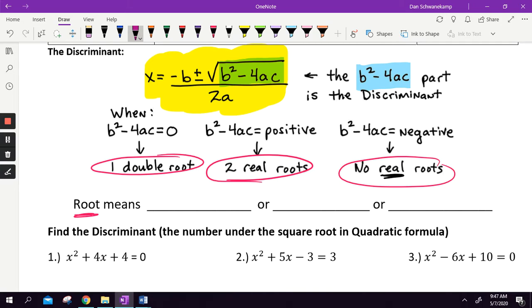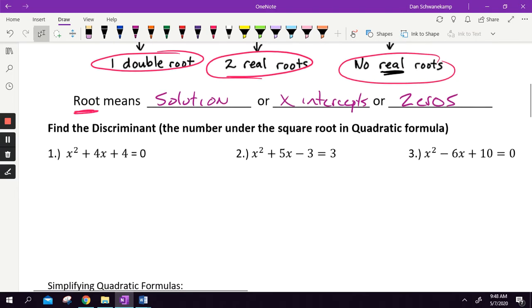Remember what a root means. We've talked about this a bunch now. A root means the solution, the x-intercepts, or the zeros. All of those words mean the same thing in this context. So make sure we understand what's going on.